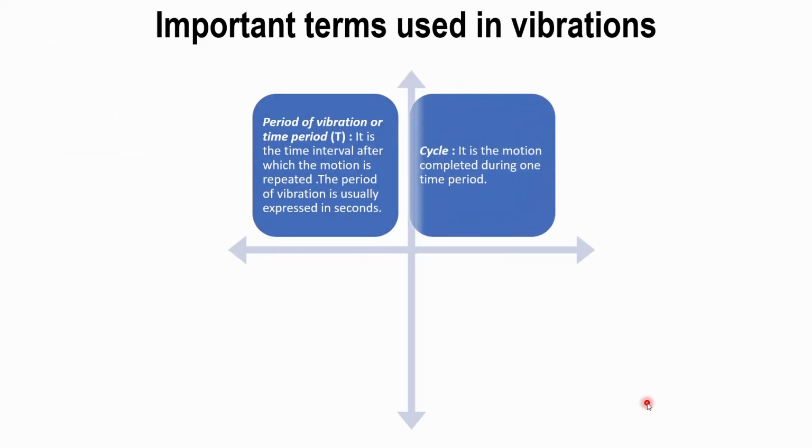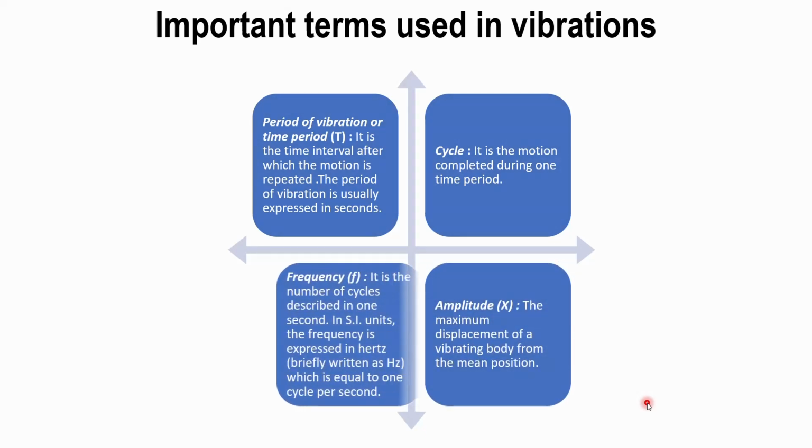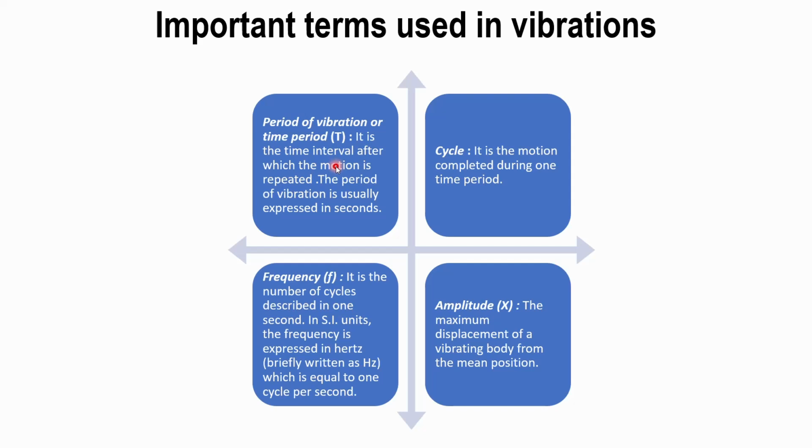Now the various terms which we have used in vibrations. The terms which we are going to use are period of vibration or time period. It is the time interval after which the motion is repeated. As we have seen in the previous case, the motion again starts from 0 after completion of one cycle. So if you consider this as the start of the cycle and this is the end of the cycle, then this is one cycle, and again now the cycle is repeating. The time which is required from this motion up to this motion is the time period, that is capital T, for the completion of one cycle. And after this particular point, the motion is again repeating.